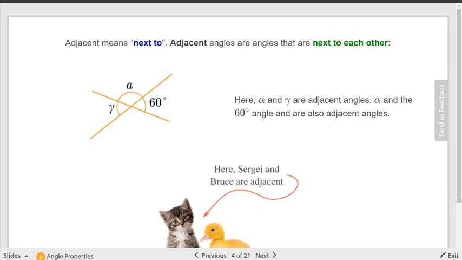Okay? Adjacent to means next to or side by side. Adjacent angles are angles that are next to each other. So here, angle alpha and angle gamma are adjacent because they are what? Next to. Side by side, next to each other. Right? Do you see that? Yes. These two angles are side by side, so they are adjacent.